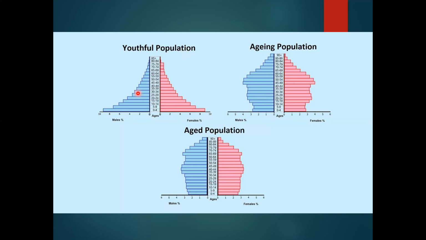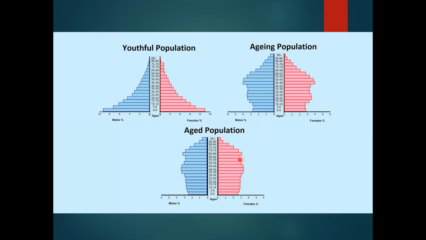However, if we comment on this population pyramid, it has a high birth rate and a high death rate. And if we talk about the population growth rate, it is found to be low, because although children are being born at a high rate, people are also dying at a high rate. So here the population growth rate is going to be low.